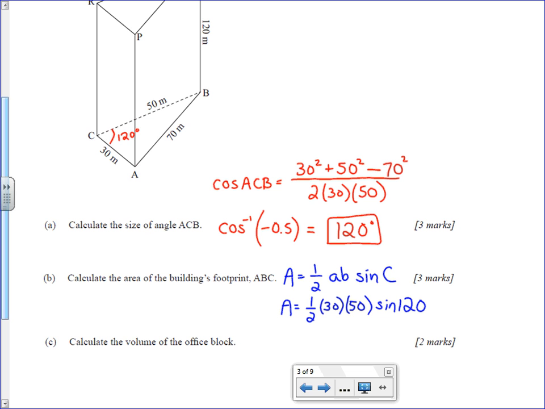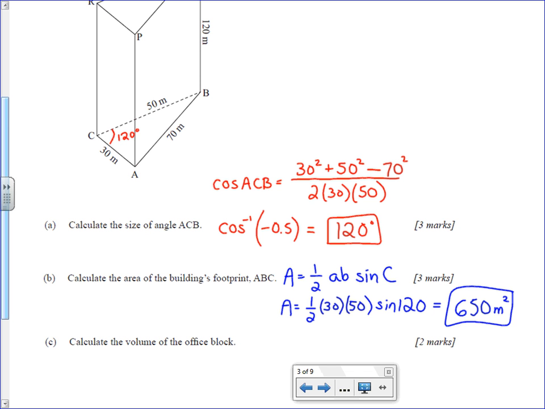This should be pretty straightforward. And the area is going to come out to, if we go to 3 significant figures, 650 meters squared. So equals 650 meters squared. If you give more significant figures, that's okay, as long as you're rounding it correctly wherever you end it. 3 significant figures at a minimum.